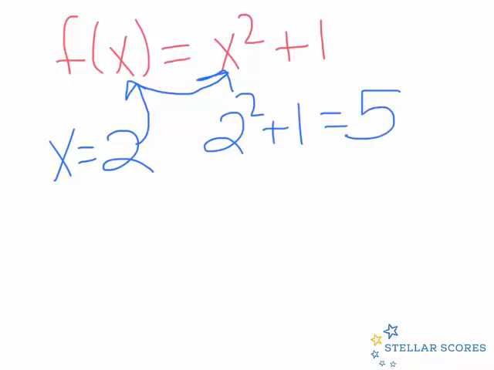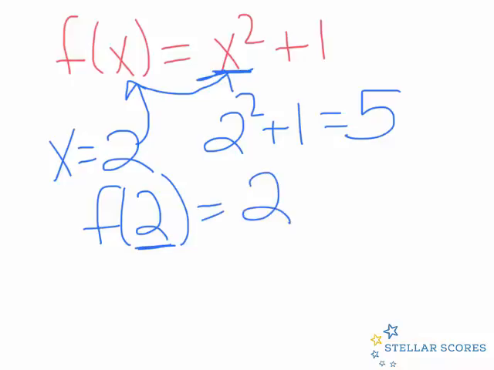Another way to say x equals 2 in terms of functions is to say, what is f of 2? So what I'm doing is saying whatever this number is in the parentheses, put it in for the variable in the equation. So again, wherever there's an x, just shove in a 2, and then that will be the answer. So f of 2 is equal to 5.